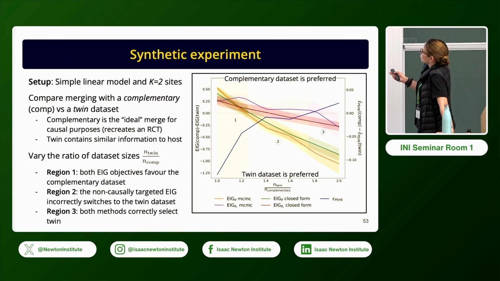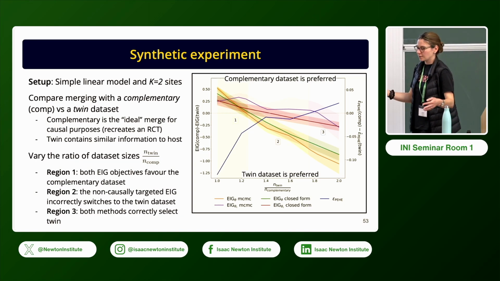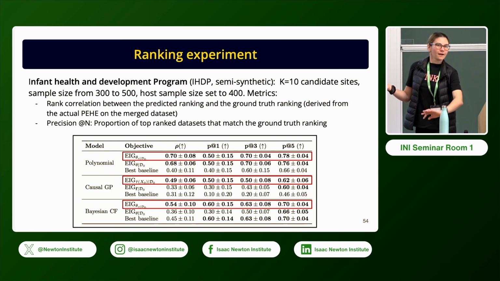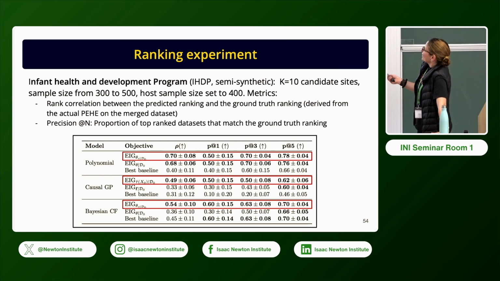And then in the third region, both methods correctly select the twin data set, simply because you have way more data in the twin data set as opposed to in the complementary data set, right? So once you reach a certain level of data, size actually matters more, and again, you are kind of covering most of the RCT anyway. Okay, these are some other experiments, not particularly nice to look at big tables, but there we are.